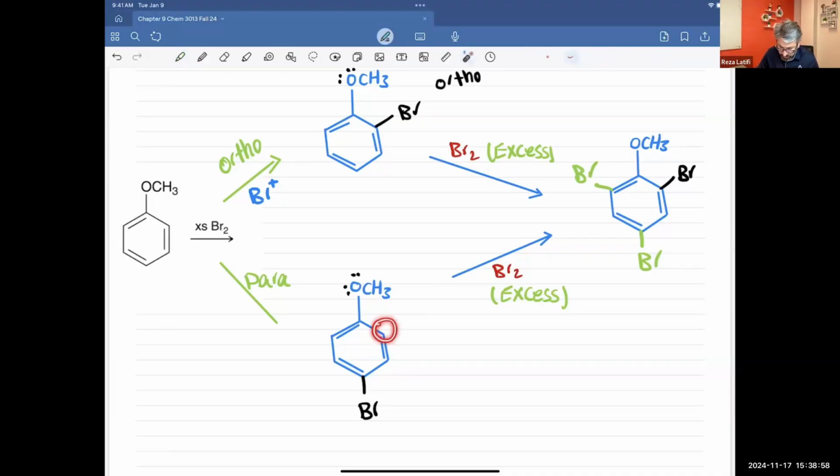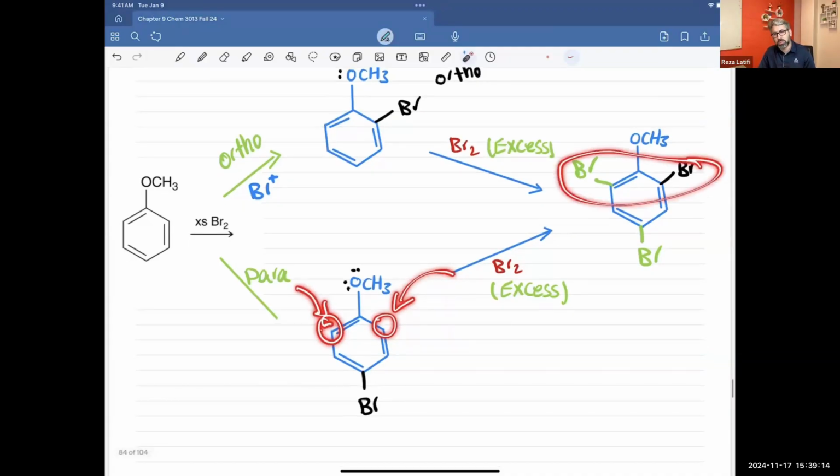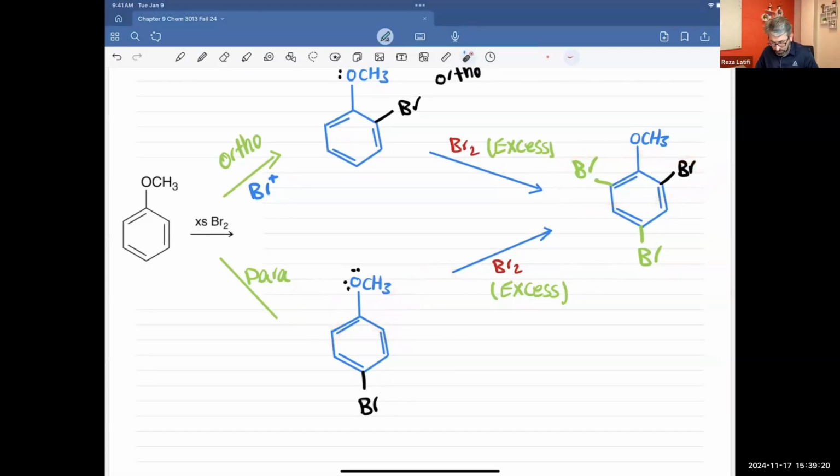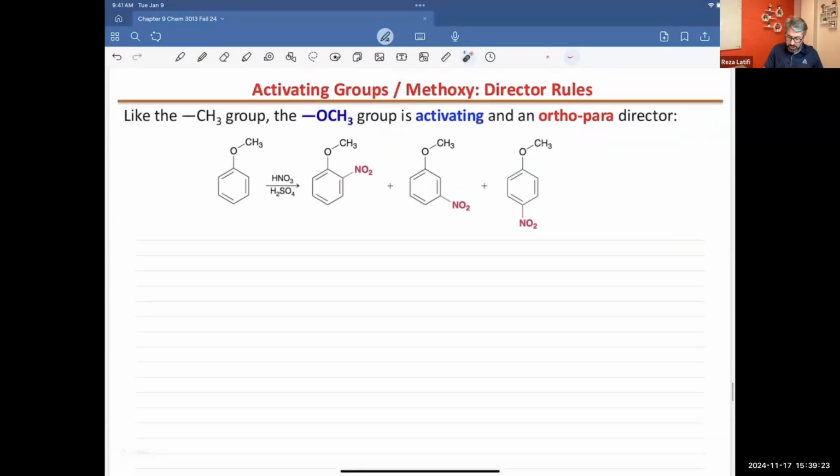With the para, we have two ortho positions empty, and if we have access to excess bromide, then the bromide is going to attack those two positions and occupy them, and we will have two bromides on the ortho positions.